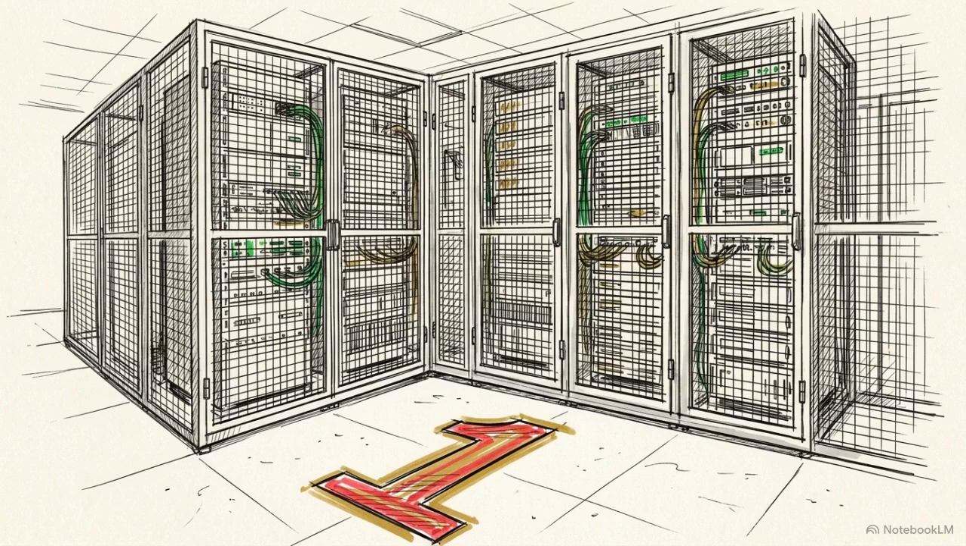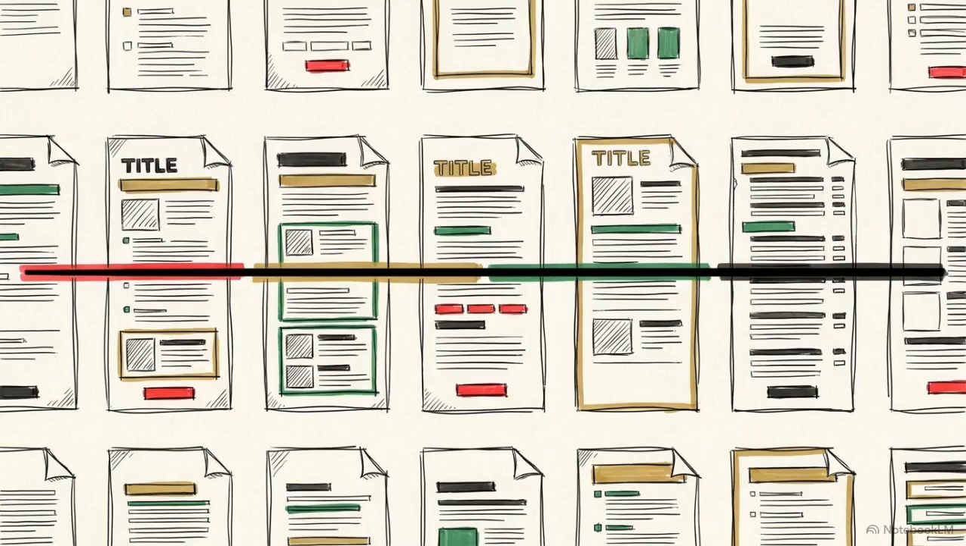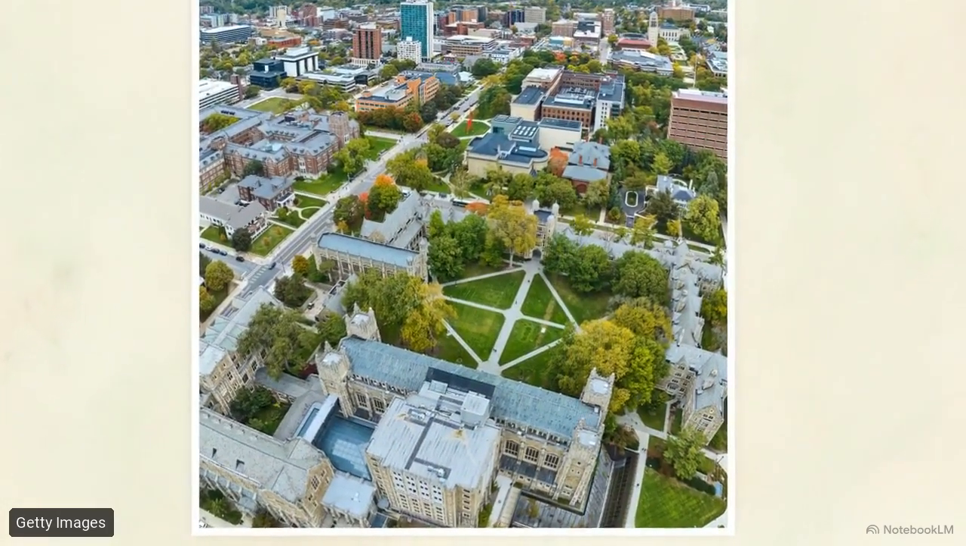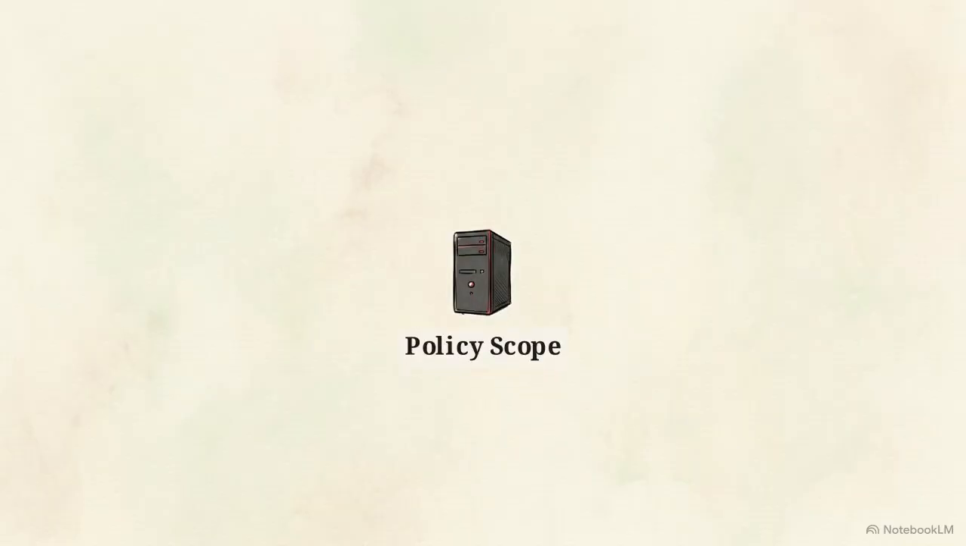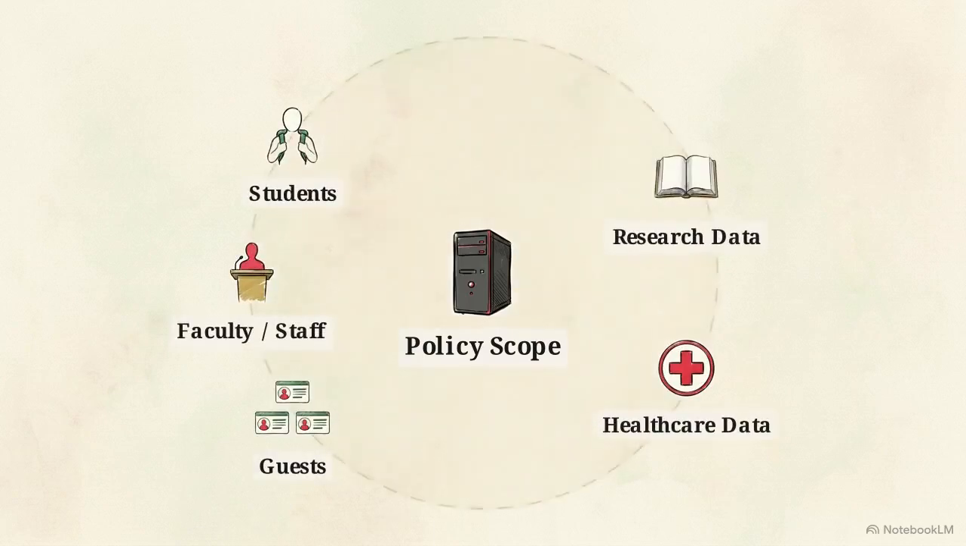Here is step 1. Step 1 is to benchmark existing policies. You start by reviewing established frameworks used by real institutions in your sector to determine what your own policy needs to cover. For example, look at this aerial view of the University of Michigan. To secure a decentralized institution of this scale, their policy scope has to be broad enough to cover students, faculty, and guests, all while supporting research and healthcare data simultaneously.